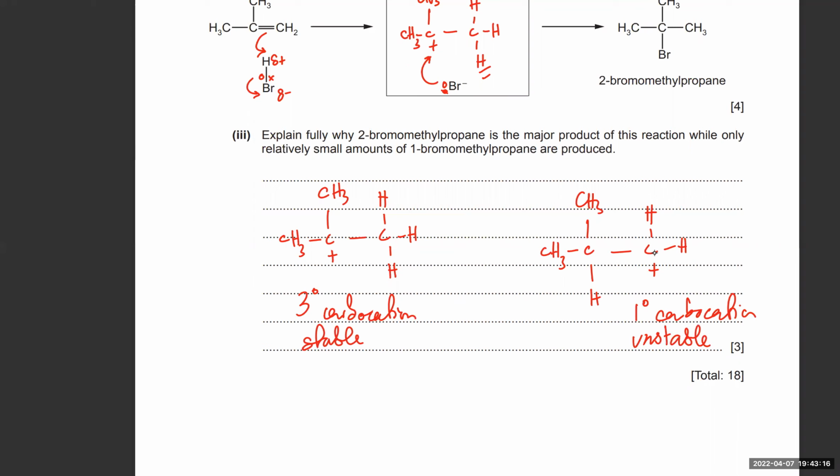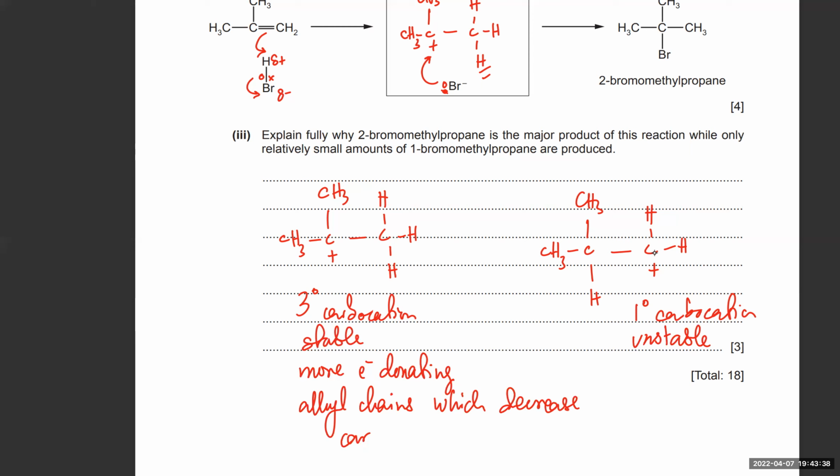What's the reason for that? Basically all you have to write is that it's got more electron donating alkyl chains, which decreases carbocation charge density. That's the standard explanation you're going to write, that a 3-degree carbocation is going to be more stable. And that's the wording that you're going to use.